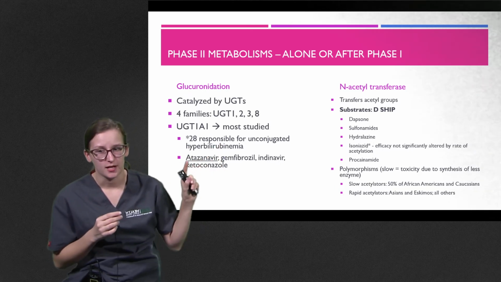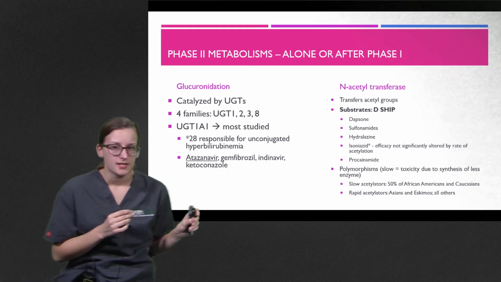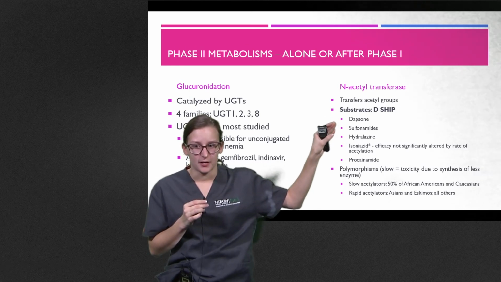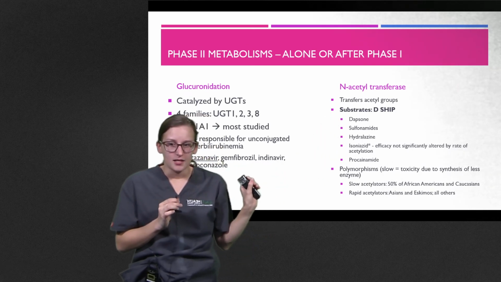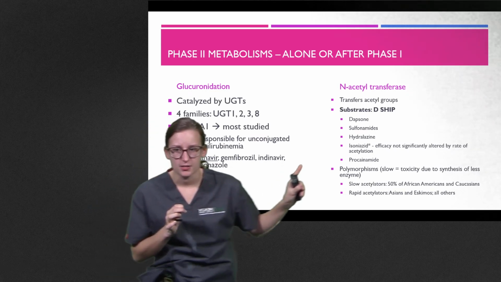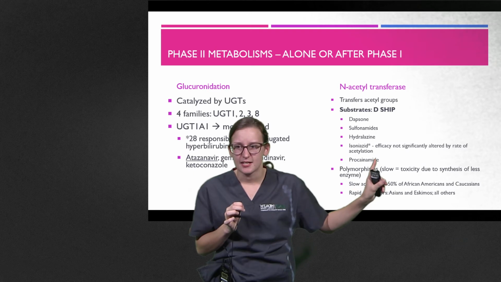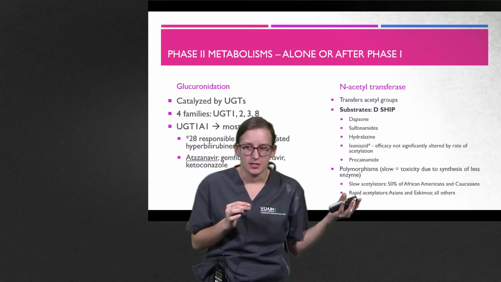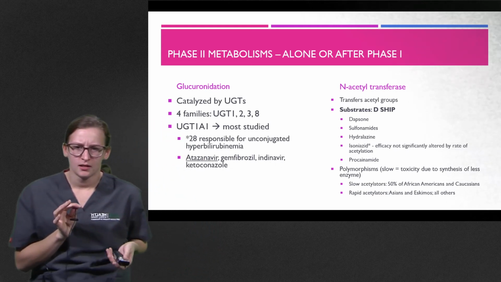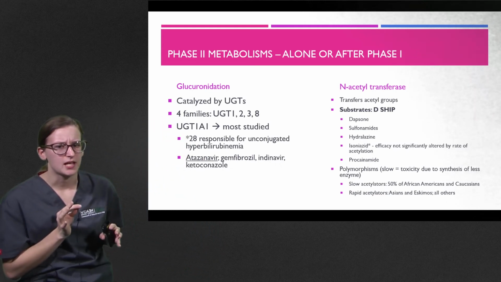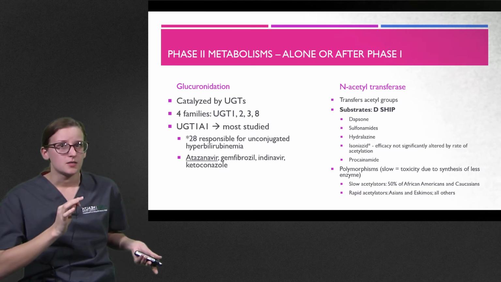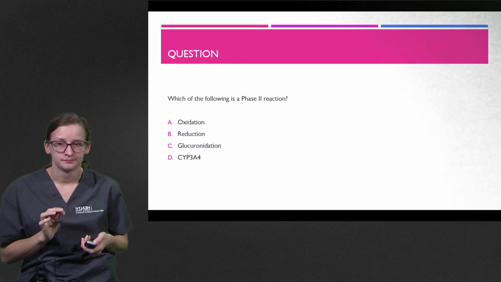Atazanavir is a substrate of UGTs. And then for N-acetyltransferase, we've got what I call D-SHIP, so dapsone, sulfonamides, hydralazine, isoniazid. And then the only other little nuance is that for isoniazid, the efficacy is not significantly altered by the rate of acetylation. I honestly don't think he tests on this, but this is a really good slide to remember that different drugs get metabolized through non-CYP mediated reactions as well.